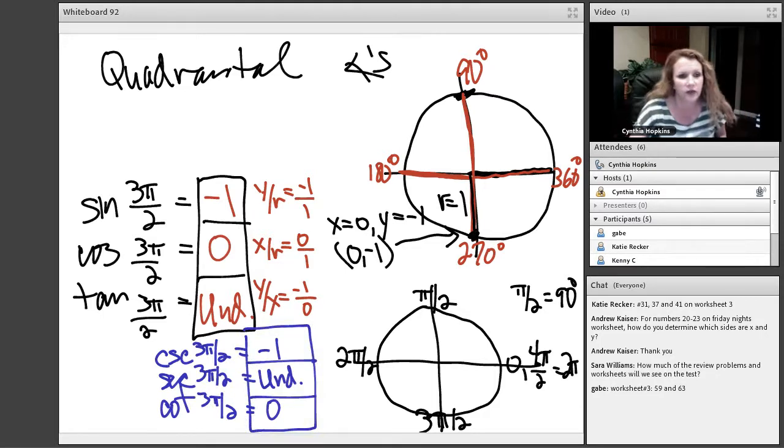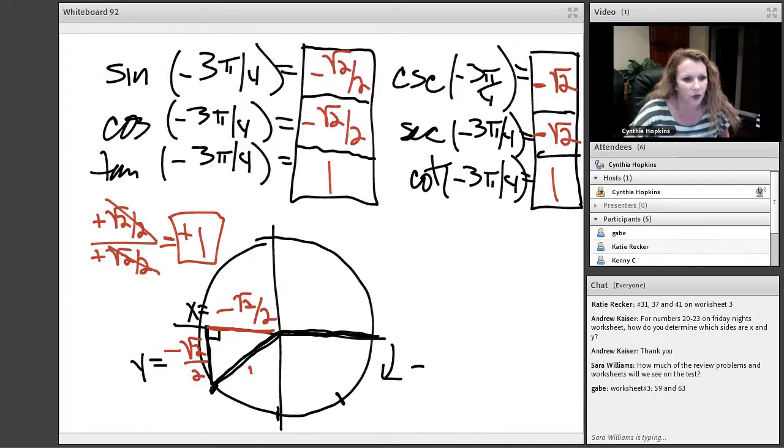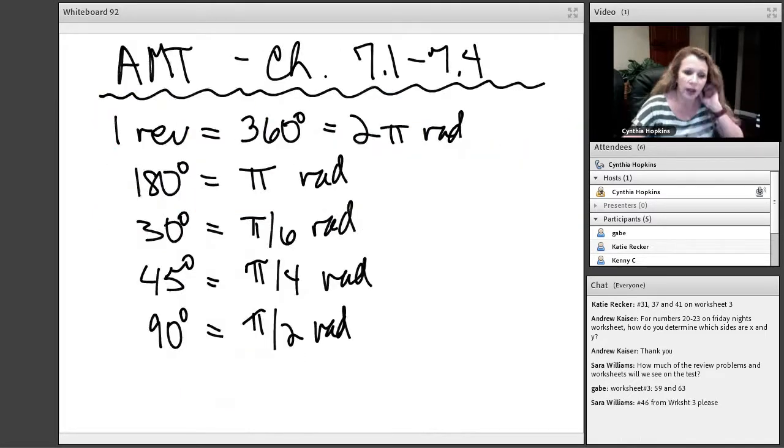And that's what you need to know to be able to take trig functions of quadrantal angles. Okay, I'm going to go back to page 1. I just want to summarize everything that I just reviewed. You absolutely have to have these 5 things memorized: that 1 revolution is 360 degrees or 2 pi radians, and the rest. I'm not going to read them all to you.